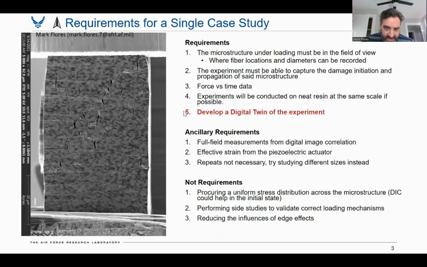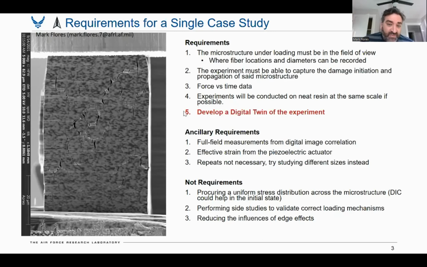But when you think about a single case study, you have to think about what the requirements are. What do you want to observe in order to make some quantifiable assessment? The microstructure under loading must be in the field of view, where fiber locations and diameters can be recorded. The experiments must be able to capture damage initiation. And a very important aspect is whether we can develop a digital twin of the experiment. If you can capture all those things, it gives very good information about how to model it as well. And we have digital image correlation, which could be done at this scale, even effective strain.